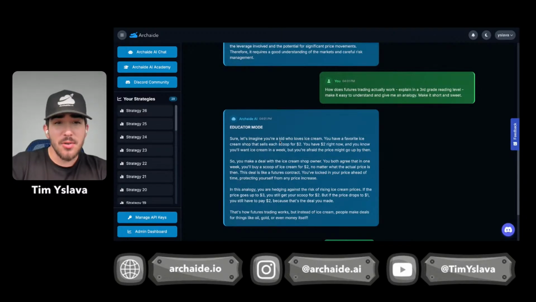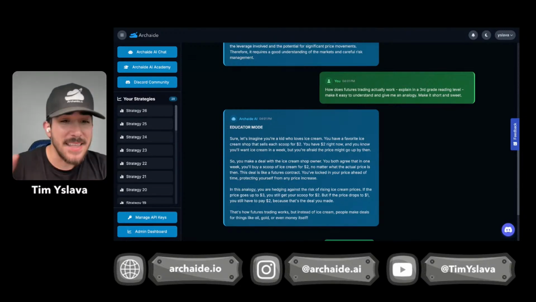So it responded, "Sure. Let's imagine you're a kid who loves ice cream. You have a favorite ice cream shop that sells each scoop for $2. You have $2 right now, and you know you want ice cream in a week, but you're afraid the price might go up by then. So you make a deal with the ice cream shop owner. You both agree that in one week you'll buy a scoop of ice cream for $2, no matter what the actual price is then.